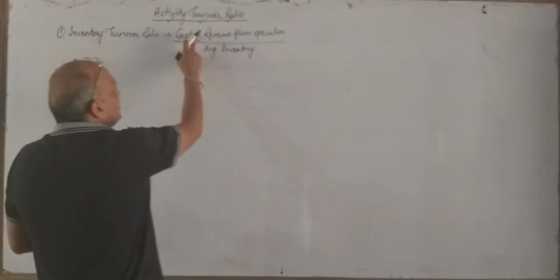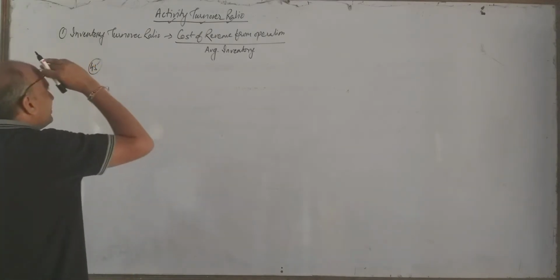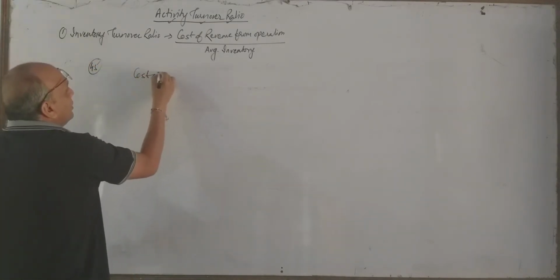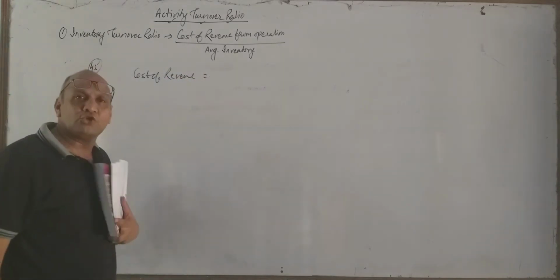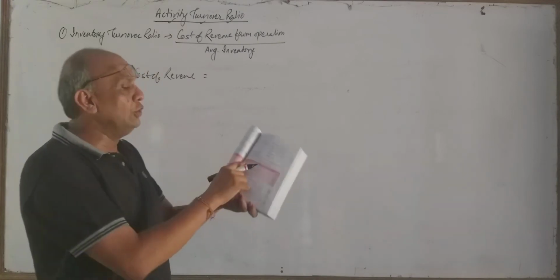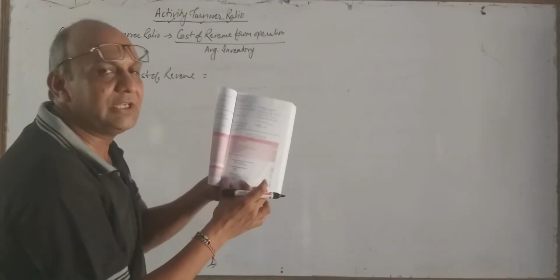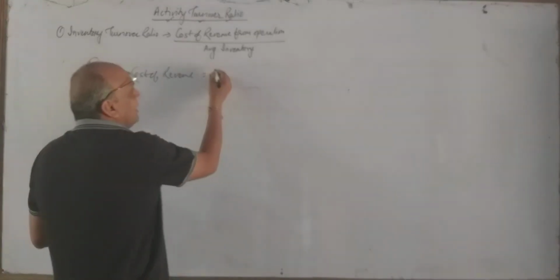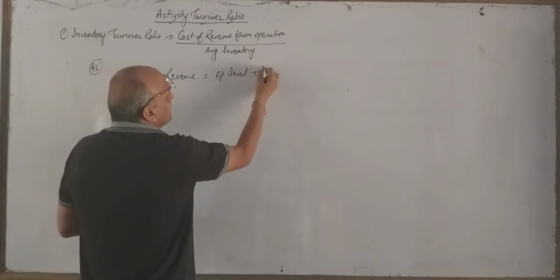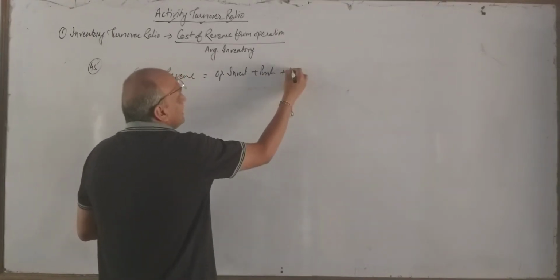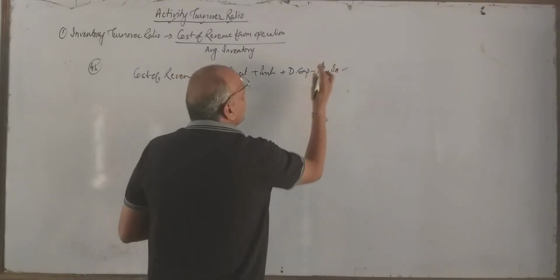So first of all we need cost of revenue from operation. Right. So in order to calculate cost of revenue, I just told the formula. Cost of revenue is equal to, we have two formulas. The shorter one is revenue from operation minus GP. So revenue from operation is given, but GP is not given in this entire sum. So we cannot calculate that. So we are going to use the longer formula: opening inventory plus purchases plus direct expense minus closing inventory. We are going to use this one.